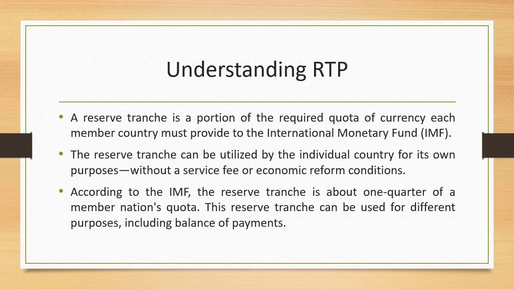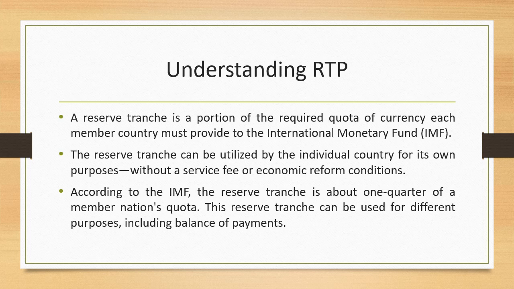The next is what we can call an RTP. So it's a reserve tranche. Okay, it's a portion of the required quota of currency each member country must provide to the International Monetary Fund. So countries provide some kind of a quota to IMF, right? And reserve tranche is something which can be utilized by the country for its own purposes when the need arises, without any service fee or economic reform conditions. That's something which is a right that the countries have.